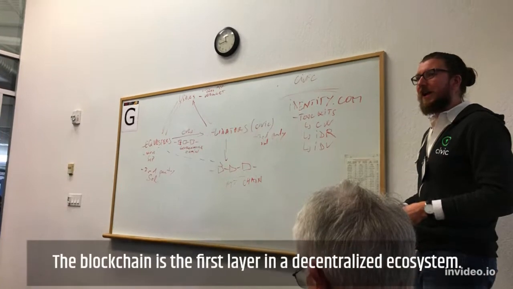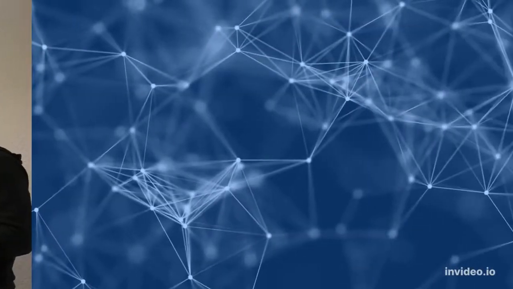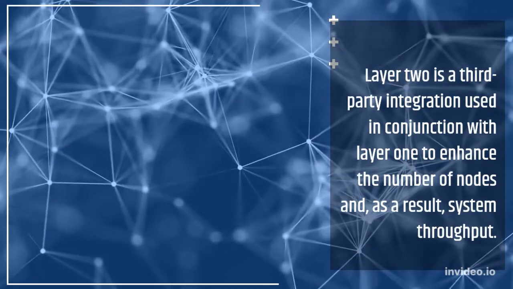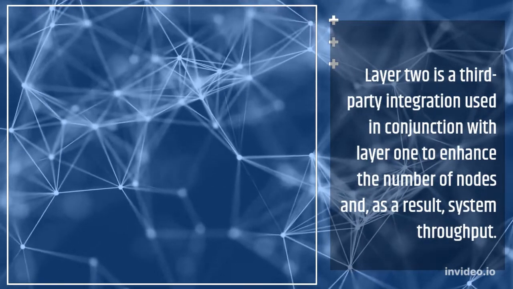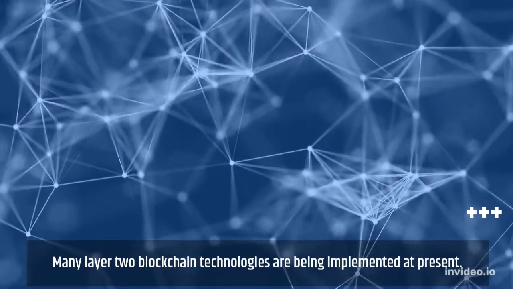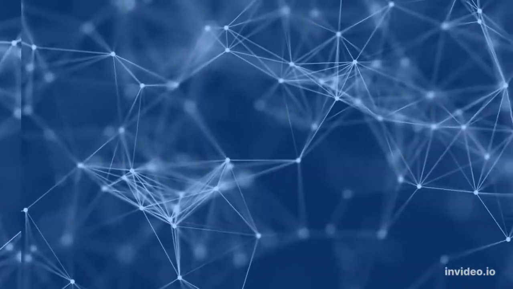The blockchain is the first layer in a decentralized ecosystem. Layer 2 is a third-party integration used in conjunction with Layer 1 to enhance the number of nodes and, as a result, system throughput. Many Layer 2 blockchain technologies are being implemented at present.